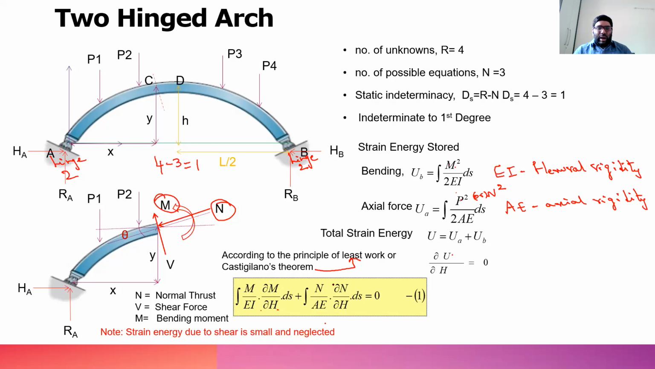So from this, actually, there is a question that strain energy due to shear can also be considered, but it is very small. The strain energy due to shear is very small compared to the strain energy due to bending and axial force. That's why it is neglected right now.